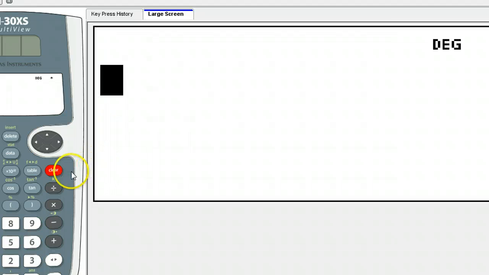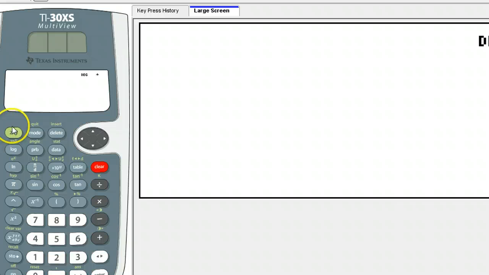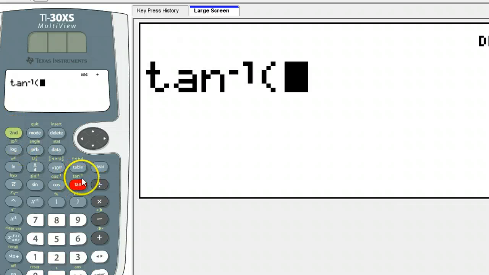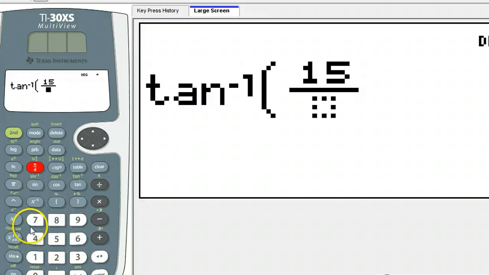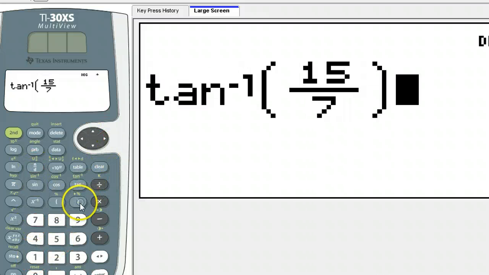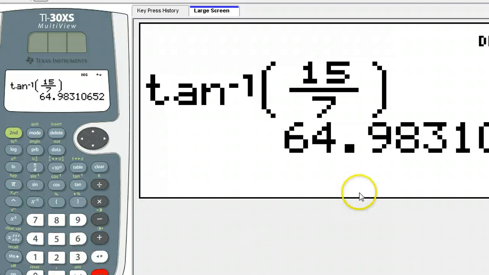Okay, so the inverse tangent. If you look at your tangent button, above the tangent button you see this little tan -1. That's the inverse tangent that we're talking about. So we have to hit second tangent, so it's inverse tangent. And now, what was it again? 15 over 7. Okay, and this is giving us the angle.